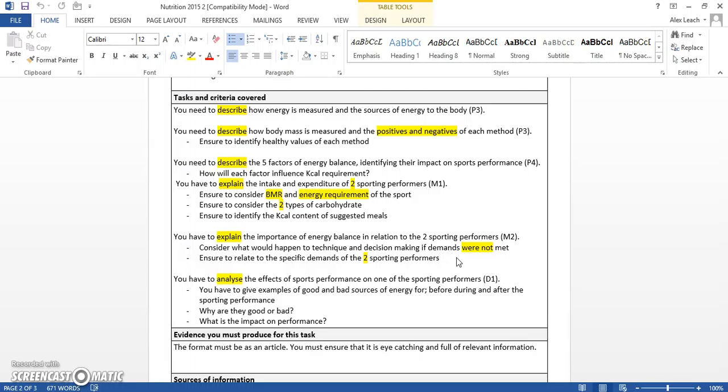So you need to talk about the importance of replacing lost energy to allow your body to recover, and then talk about the impact of having a full recovery. So if you're fully recovered, how will that impact training the next day? How will that impact future performances? If you're not fully recovered, how will that impact training the next day, and how will that impact future performances?